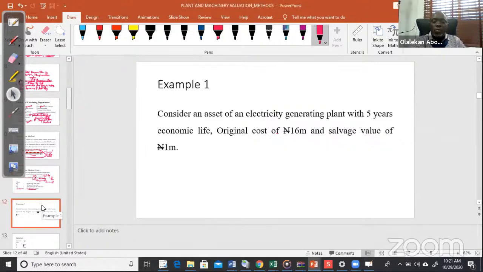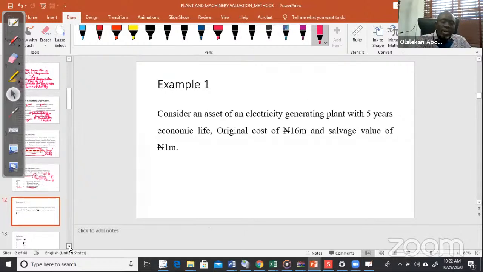Now let's see a simple example. Consider this example, please. If you look at this example, you see that it's very simple. Consider an asset of an electricity generating plant with 5 years economic life. Original cost of the asset is 16 million and the salvage value is 1 million.